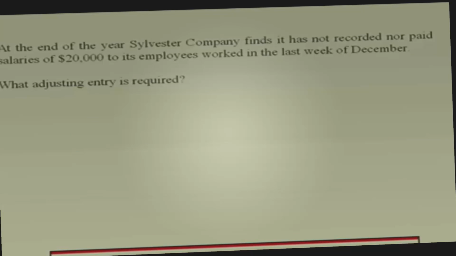Here's another example. At the end of the year, Sylvester Company finds it has not recorded nor paid salaries of $20,000 to its employees who worked in the last week of December. What adjusting entry is required? They provided you with a service, the employees. You had an expense, but it wasn't recorded. You want to stop this presentation and have a crack at it? I'll give you a couple of minutes. Stop now. Okay, are you done?